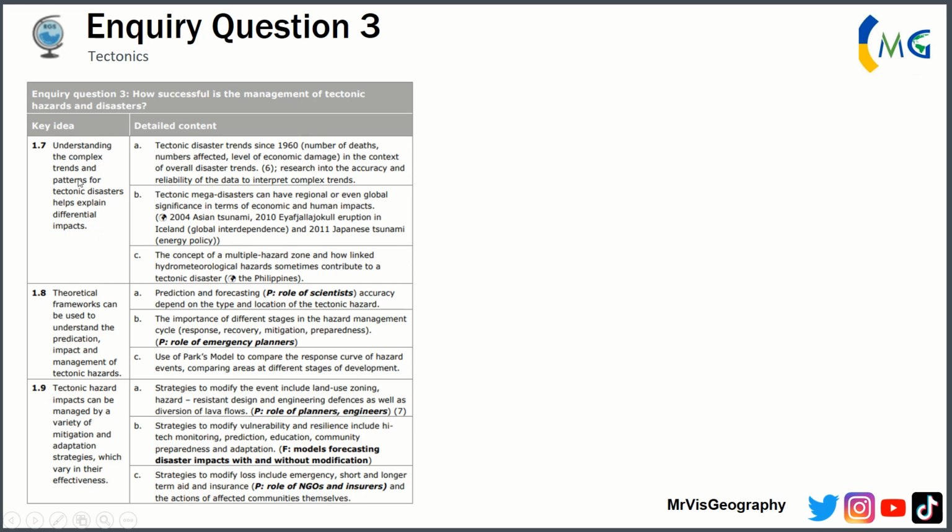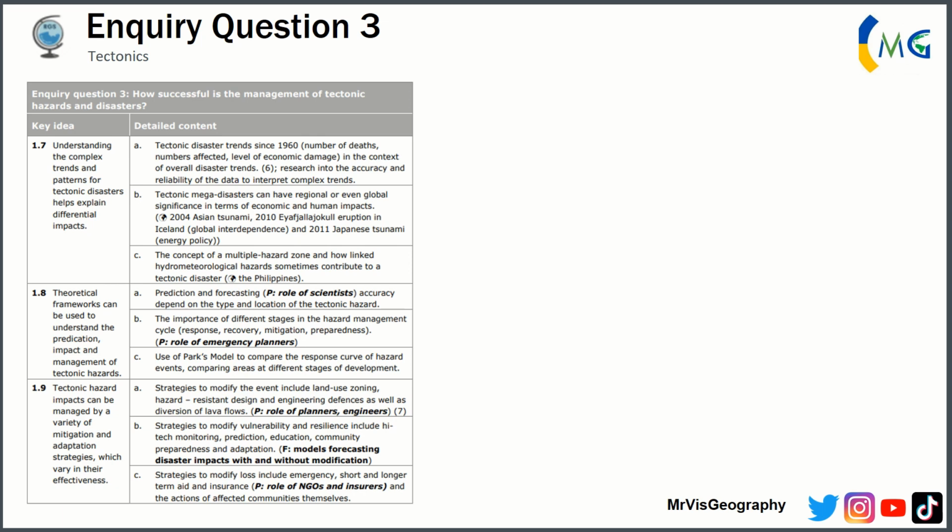So the first section here looks at the trends and patterns of disasters, and the impact. So we have a look at how do you measure the trends? What are the trends? We have a look at mega disasters, disasters that have a global impact. We have a look at multiple hazard zones, focusing on the Philippines, areas that are battered by hydrometeorological hazards as well as tectonic. So the Philippines get tropical storms, earthquakes, volcanoes, tsunamis. They get everything, and the impact it has on the development.